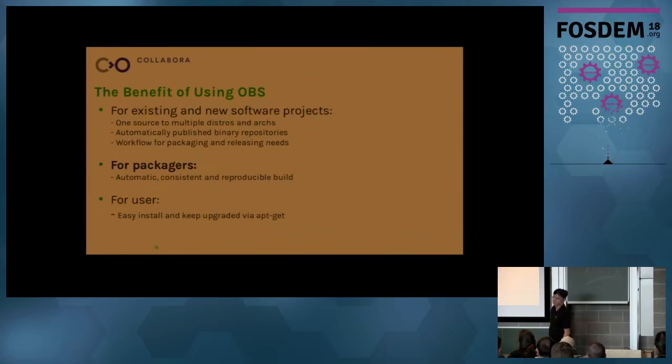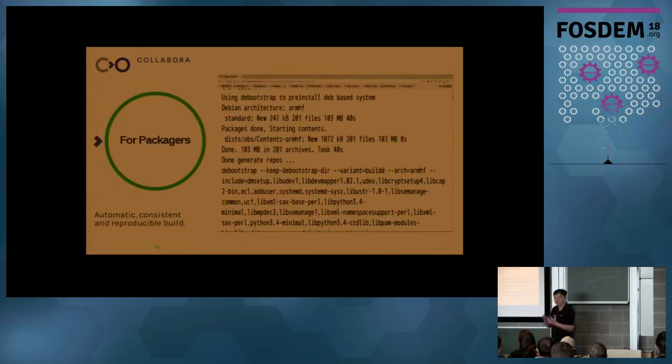And for packagers, if you build packages the usual way, you have to use the command line to maintain many different clean chroots to build your software and packages. With OBS, every time it builds the source package, it uses debootstrap to automatically create a clean root as the build environment. So all the packages that you upload once are built in a consistent and reproducible way on OBS. So you save a lot of time for your packages.